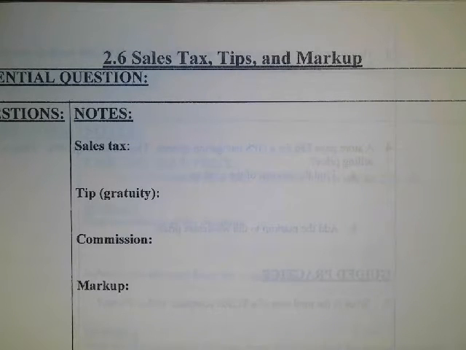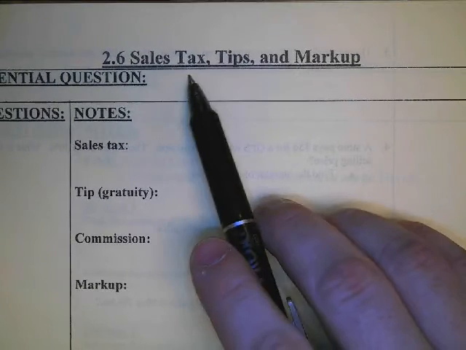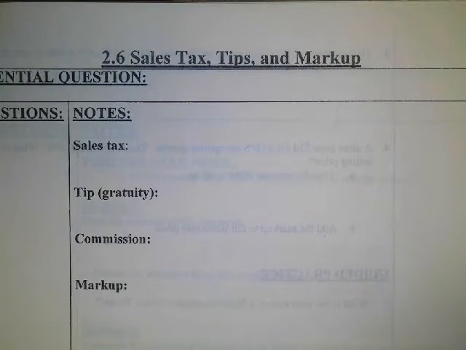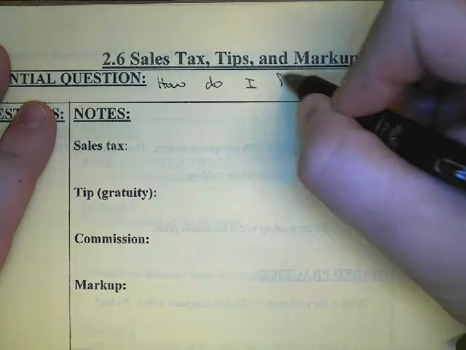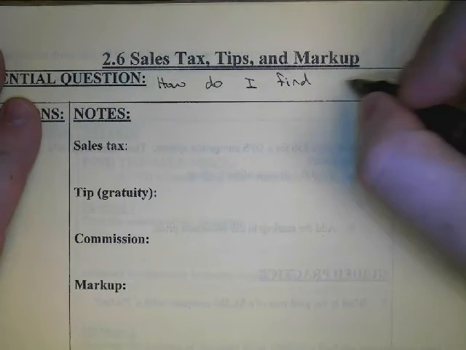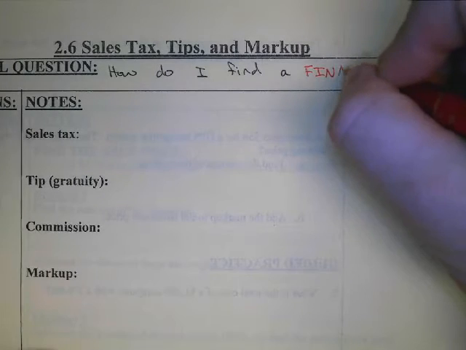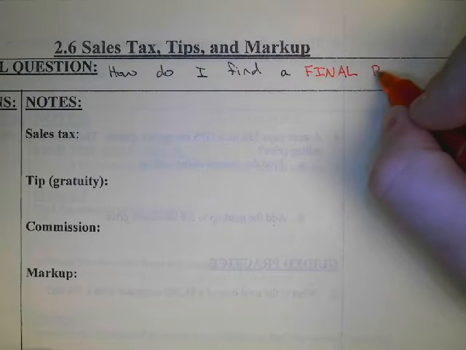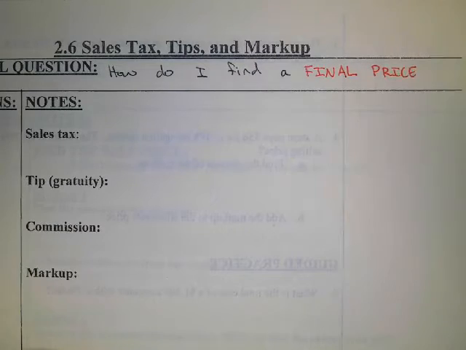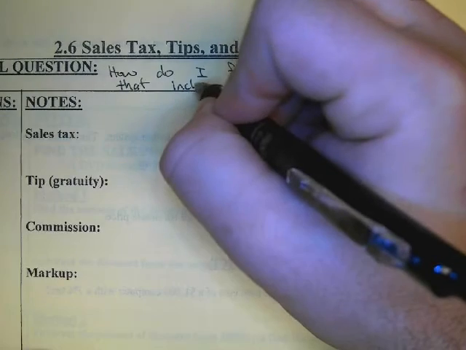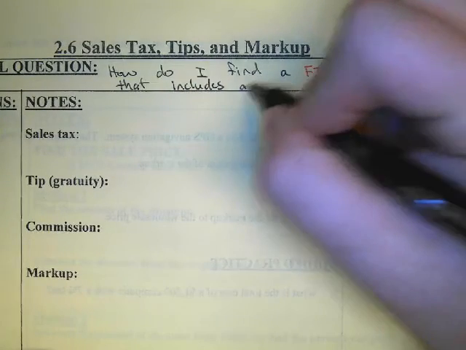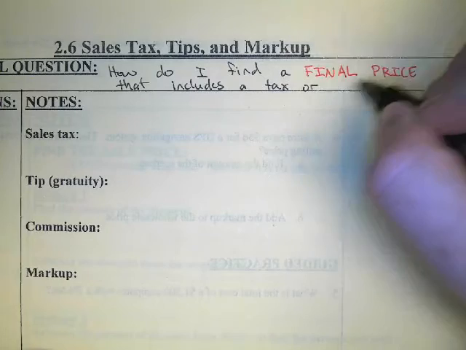In this video, we will be looking at 2.6, sales tax, tips, and markup. So my essential question is, how do I find a final price that includes a tax or a tip?